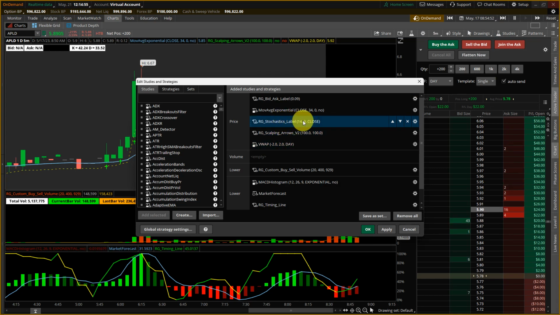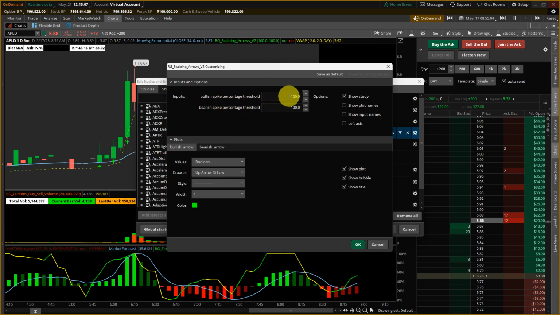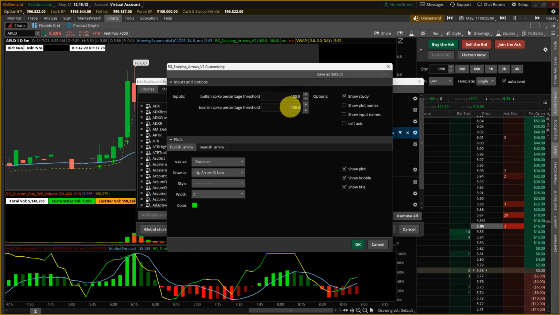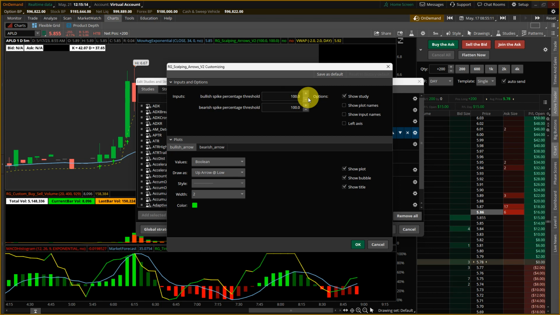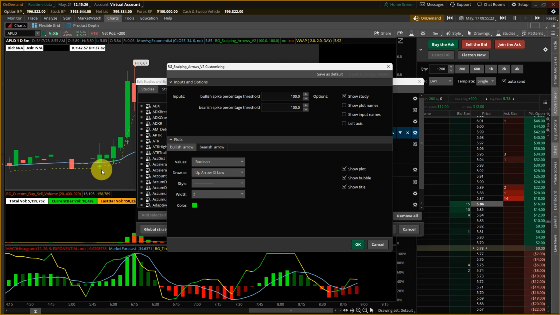Right here it's called RG Scalping Arrows. And you can go into these settings. So this is the bullish spike and the bearish spike. I have it currently set at 1%. So 100 is 1%. 200 is 2% spike. 300 is 3% spike. If you prefer to change this to 2%, you're not going to get an arrow like this unless the spike is greater than 2%.